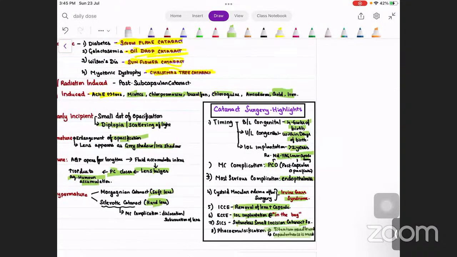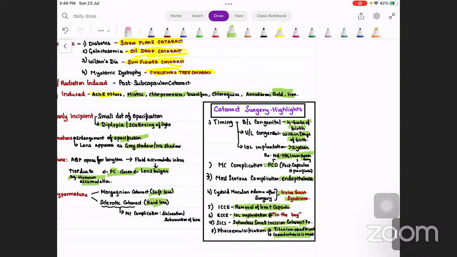Bilateral congenital cataract, how long do you have to wait? 4 to 6 weeks of birth. Unilateral congenital cataract, how long do you have to wait? Within days of birth. And IOL implantation, more than 2 years. The most common complication is posterior capsular opacification, and the treatment of choice is Nd:YAG laser. And the most serious complication is endophthalmitis.